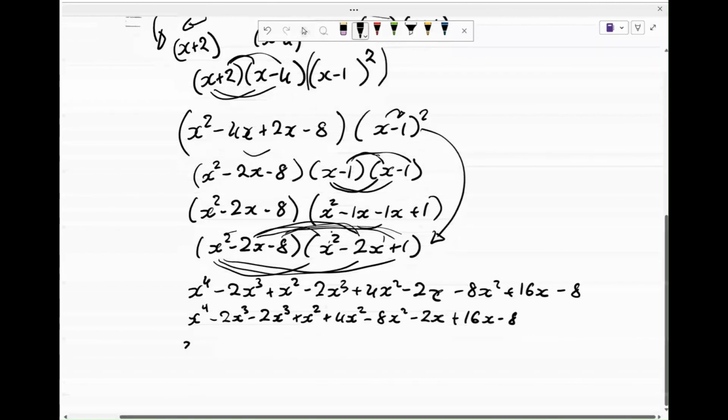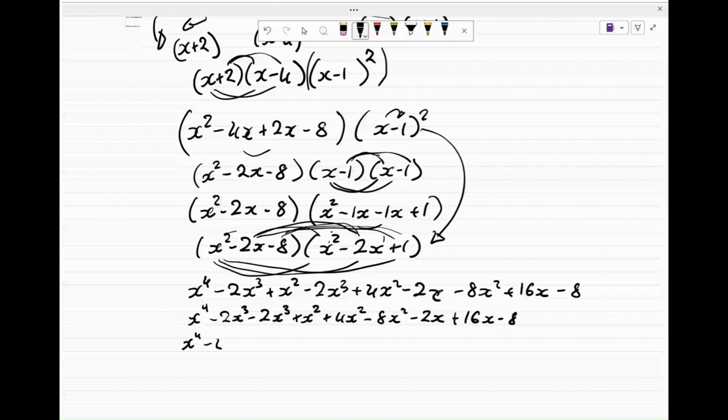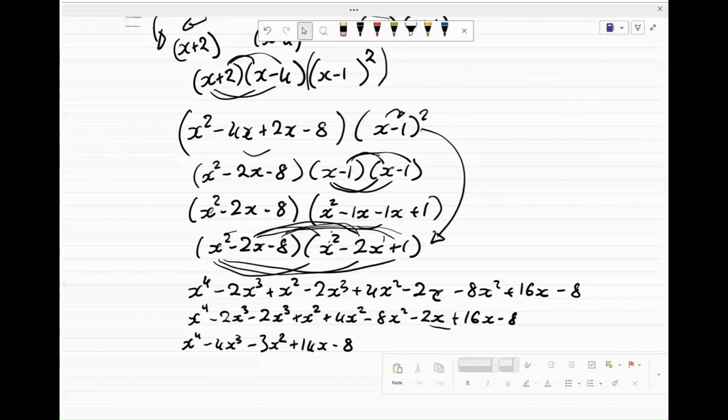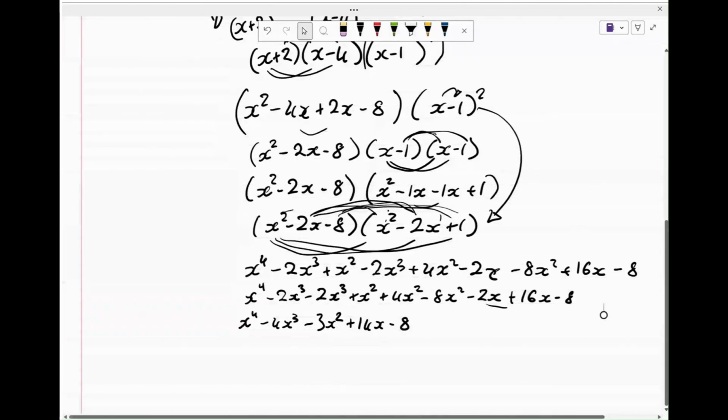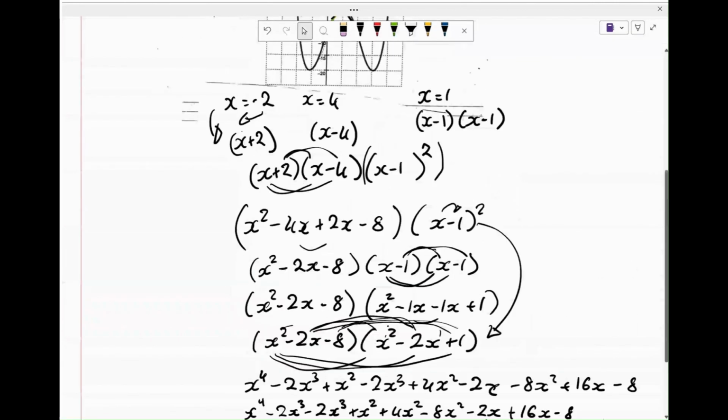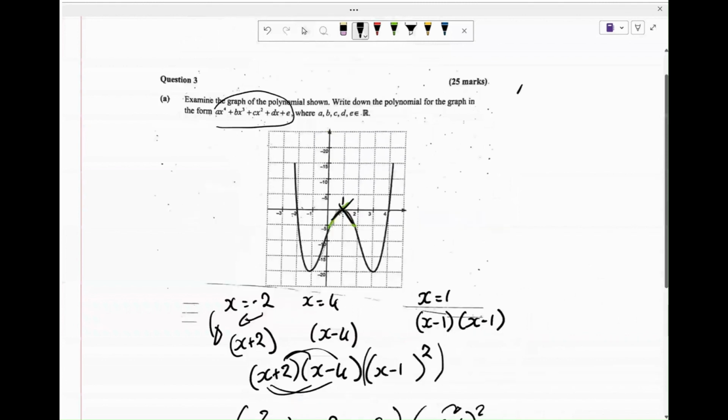And then we can start adding stuff. So x to the 4, minus 2x cubed minus 2x cubed is minus 4x cubed. x squared plus 4x squared is 5x squared. Minus 8x squared is minus 3x squared. Then minus 2x plus 16x is 14x, and minus 8 is just there. So this is basically our question pretty much done. It wanted it in this form. Oh no, that is the question done.